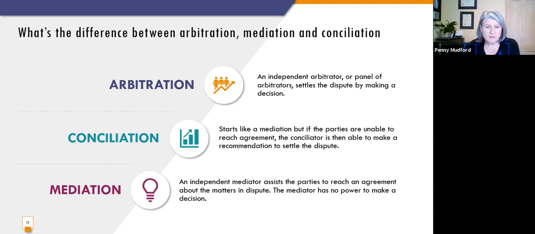Now, some of you might have come across conciliation. That kind of sits somewhere in between. So a conciliation starts like a mediation where the conciliator assists the parties to reach an agreement on the dispute. And if the parties aren't able to reach agreement in that meeting, the conciliator is then able to make a recommendation to settle the dispute.